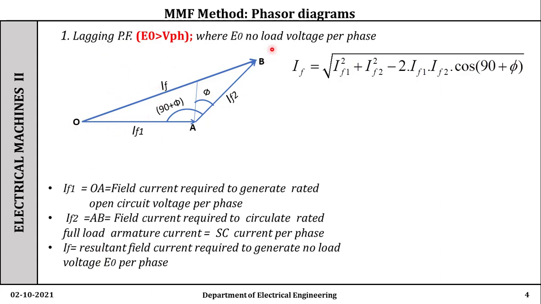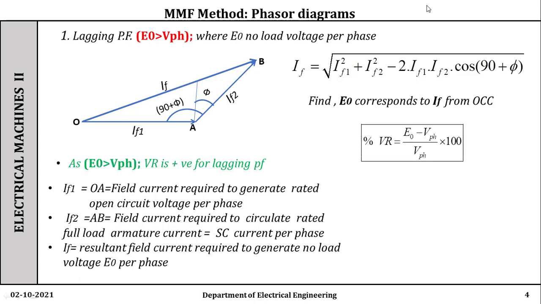Now how to find out this resultant field current? This is the triangle, and if two sides of the triangle are known to you, you can easily find out the third side. That is the square root of IF1 square plus IF2 square minus 2 times IF1 into IF2 into cosine of the angle between them. In this case, the angle is 90 plus phi, and in this way we can obtain the IF, the resultant field current. Once you get the resultant field current, find E0.